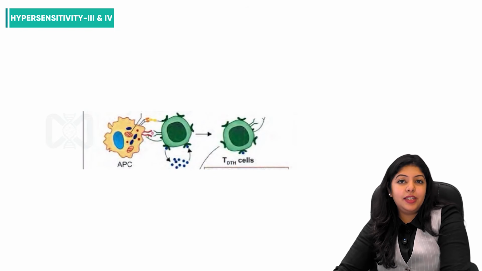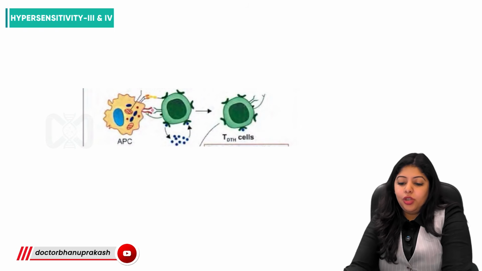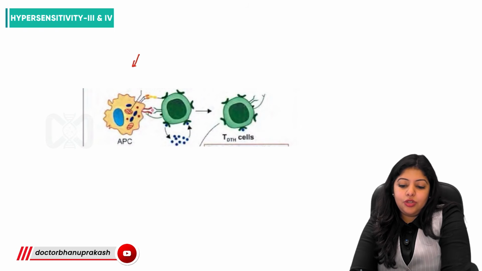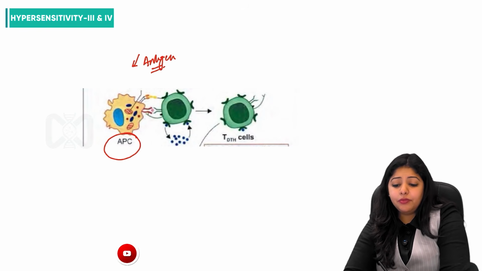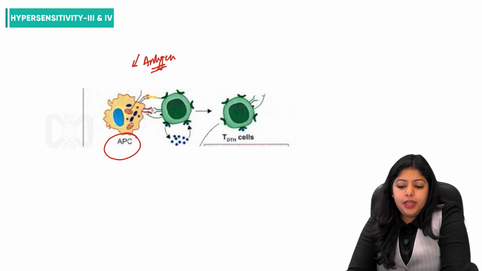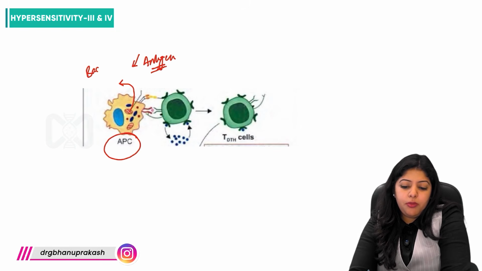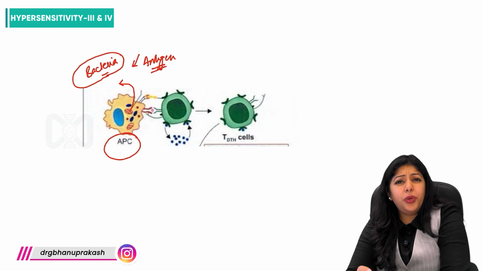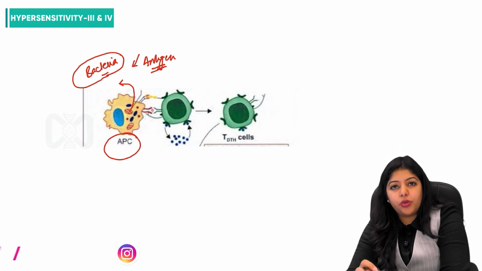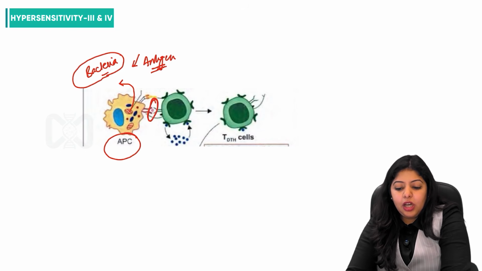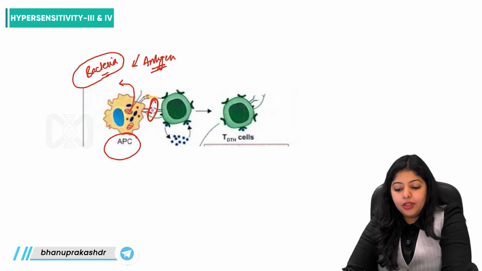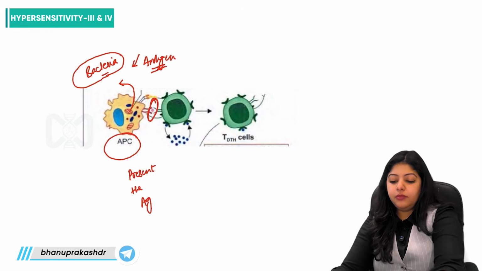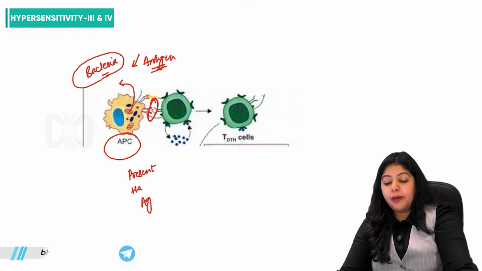So what exactly is happening in this particular phase? Suppose there is an antigen. So this is an antigen presenting cell in our body. Say this antigen is a bacteria. So our body is going to process this bacteria. It is going to take this antigen, process it and present it along with MHC molecules, right? It is going to present the antigen, right? So what happens next?